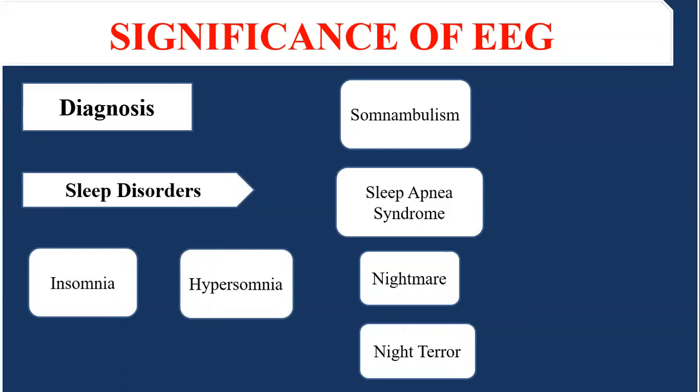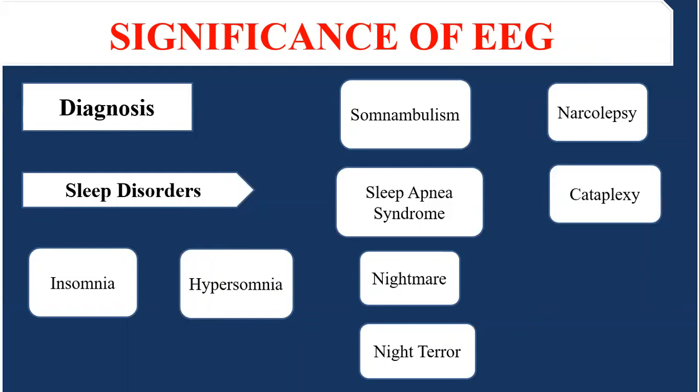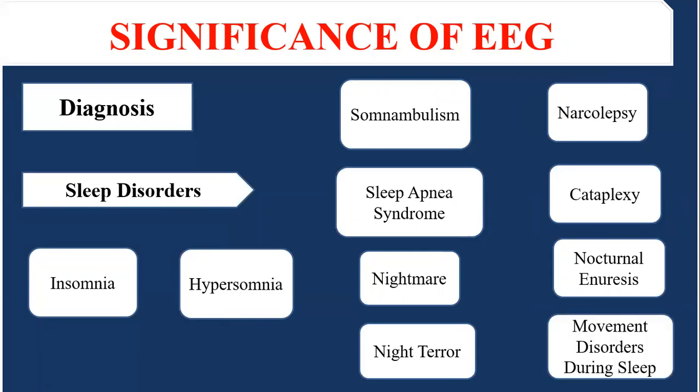Then nightmare and night terror, which are related to the frightened reactions of persons. There is narcolepsy, which is related to sudden sleep, and cataplexy, which is related to sudden outbursts of emotions, and nocturnal enuresis, which is related to bedwetting, and certain movement disorders during sleep are also observed in some people. So EEG will be useful to diagnose and to assess such sleep disorders.